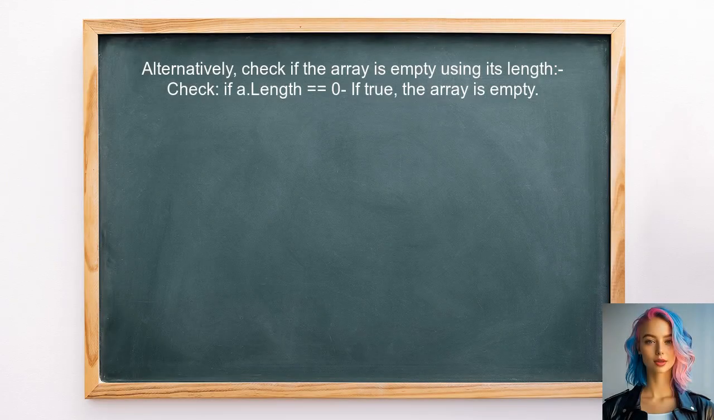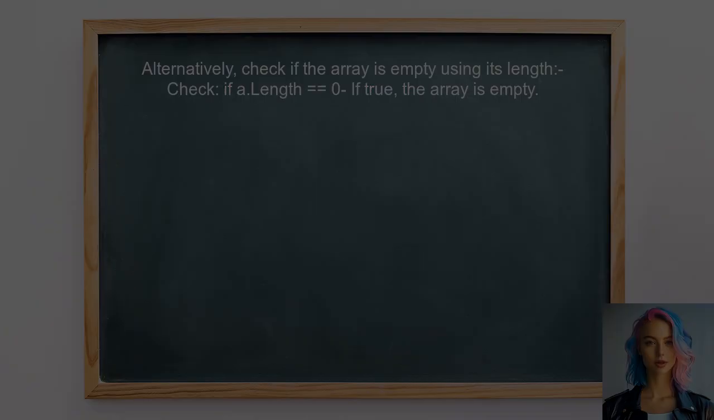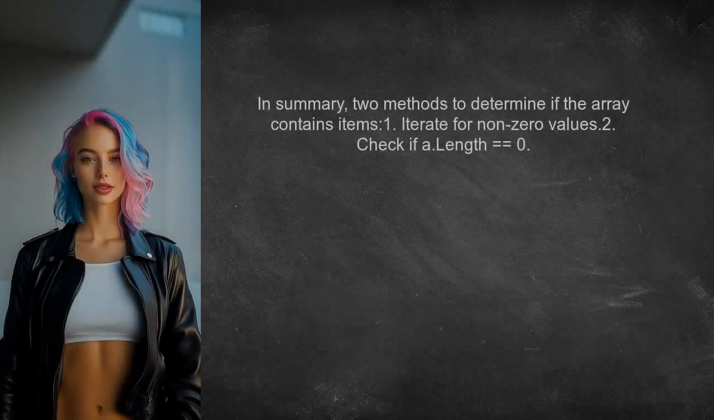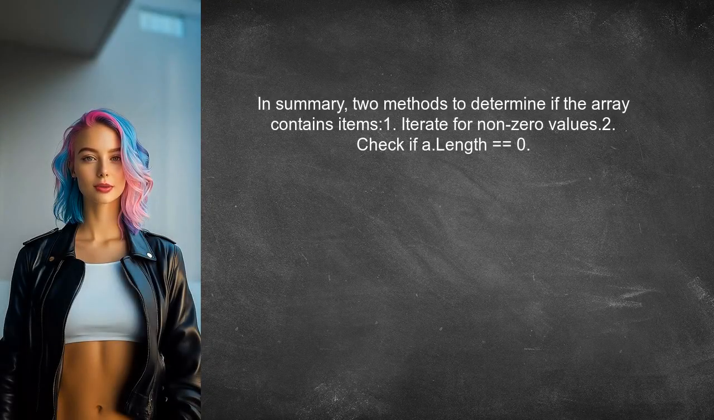Alternatively, the user can use the built-in method to check if the array is empty. They can check the length of the array. If the length is 0, then the array is empty. In summary, the user has two methods to determine if the array contains items. They can either iterate through the array for non-zero values or check the length of the array directly.